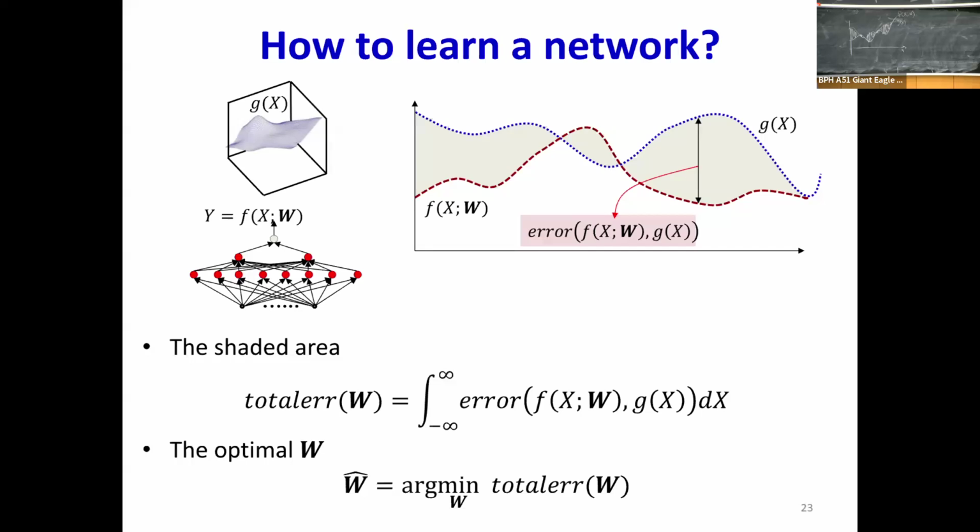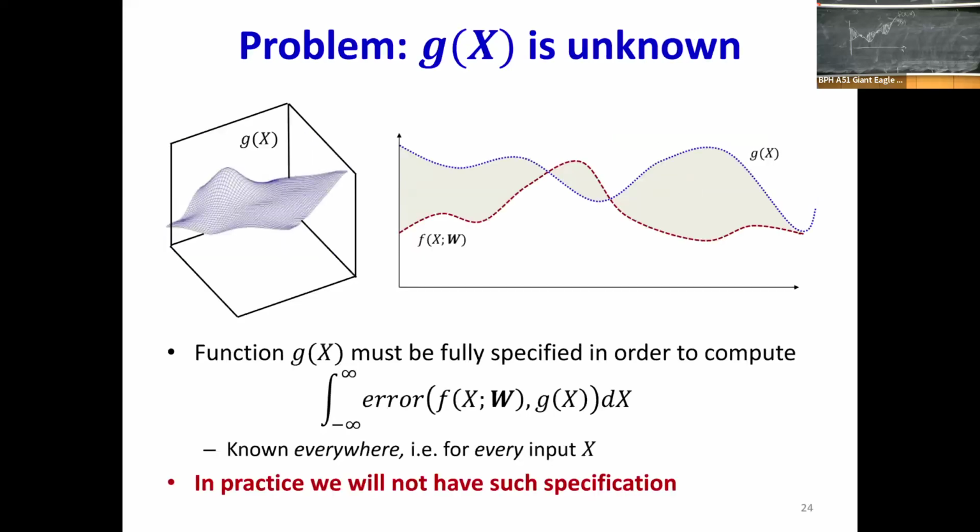Now, what could the problem with this very simplistic setup be? Anyone? Yeah. Finding the error function. I can define an error, right? The error has some properties. It has to be 0 if the two are the same and positive if they're not. Yes, Virginia? You don't know what g of x is. I don't know what g of x is, right? So the problem is, for this to work, g of x must be specified everywhere. And in practice, we don't know what g of x is.